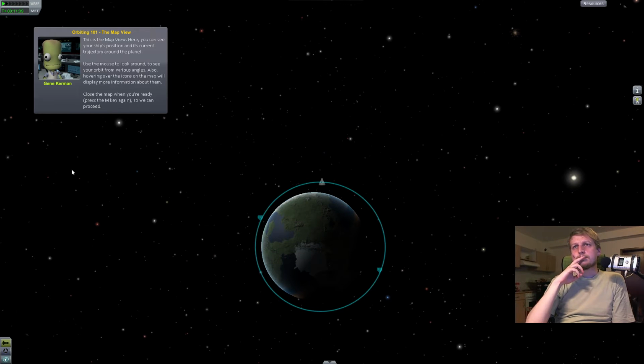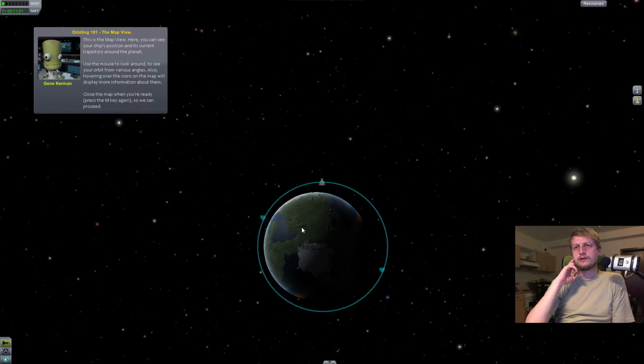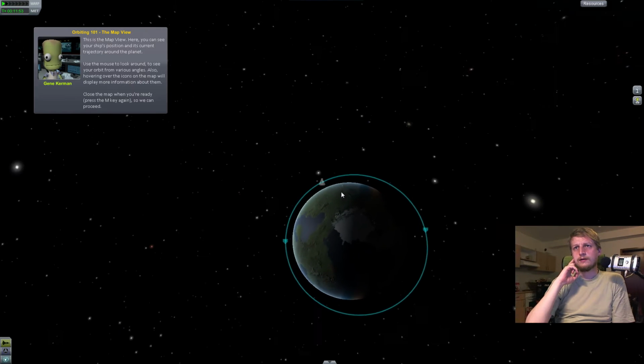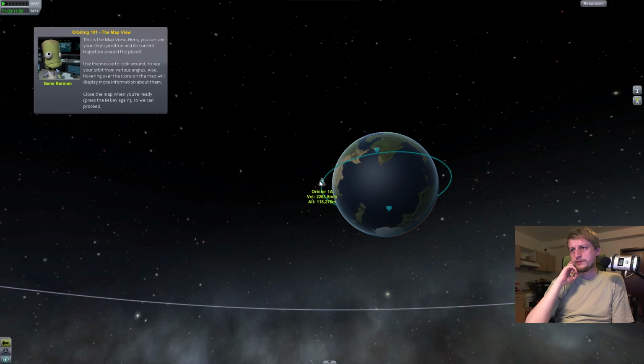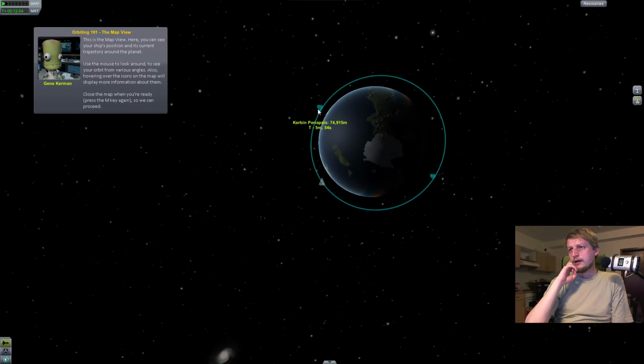Okay, this is the map view. Here you can see your ship's position and its current trajectory around the planet. Use the mouse to look around to see your orbit from various angles. Hovering over the icons on the map will also display more information about them. Yeah, so what is this? Orbiter. Altitude only 117 meters. Okay.